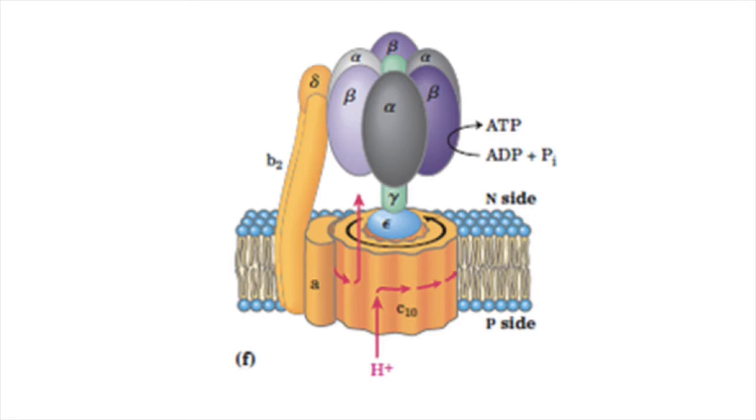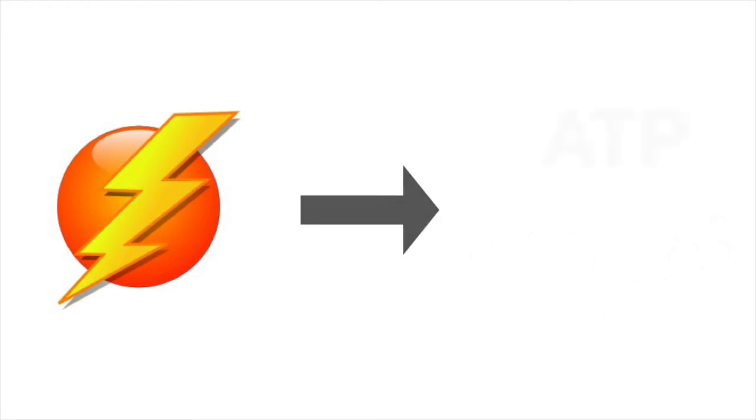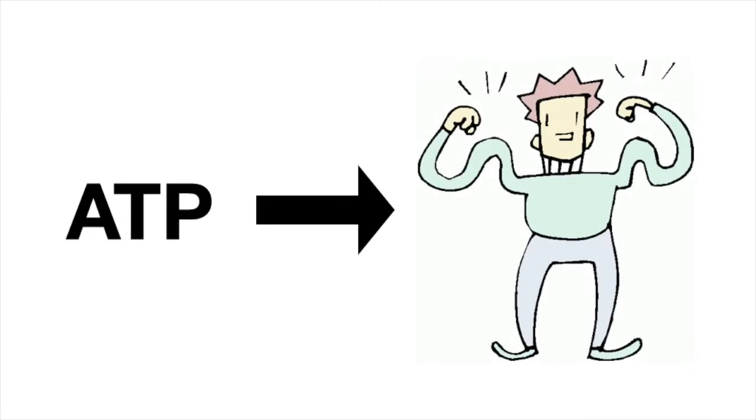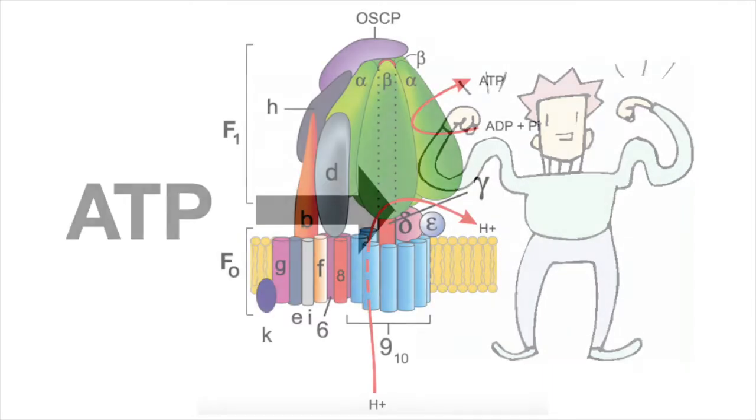ATP synthase is very important because it is the machine that produces the majority of our energy in the form of something called ATP. ATP then powers many of the other processes in our body and allows us to do our favorite activities, such as playing our favorite sport.